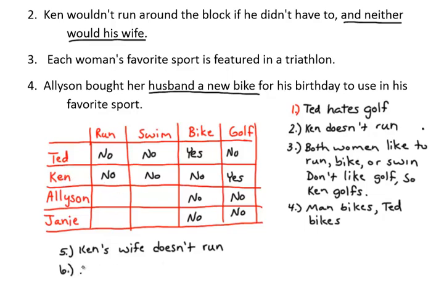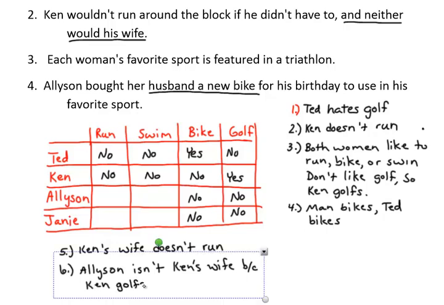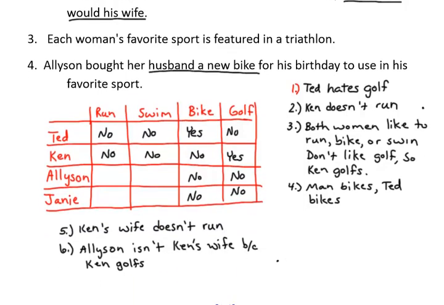So 6, Allison isn't Ken's wife because Ken golfs and she bought her husband a bike. So that means that, so Janie is Ken's wife.